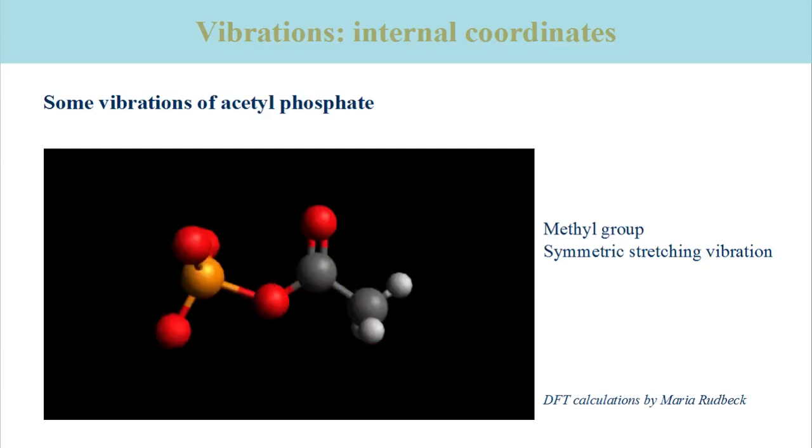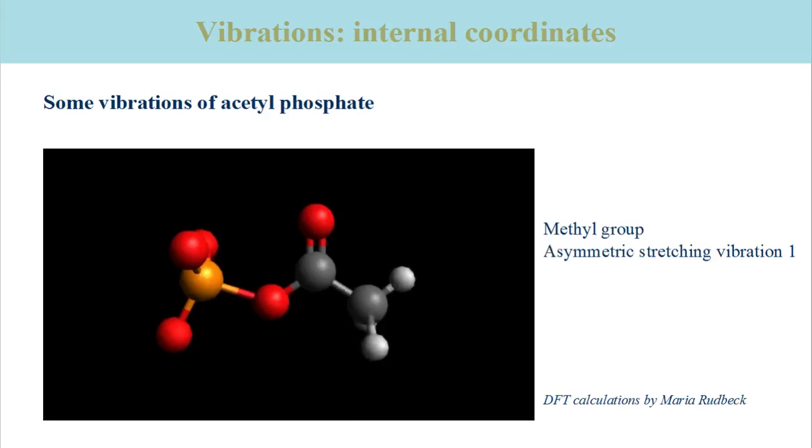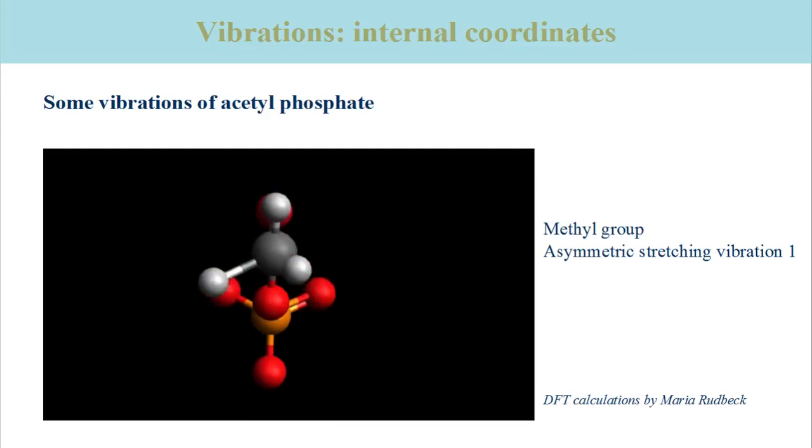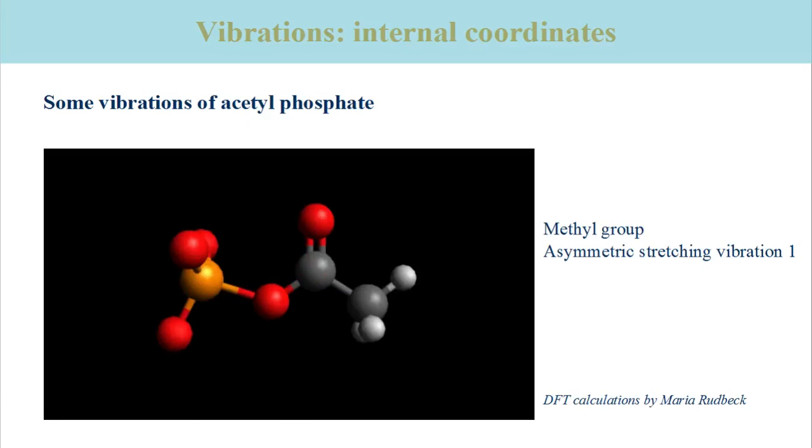As we have 3 CH bonds in the methyl group, we expect 3 stretching vibrations. The other 2 are shown in the following. This is an example for an asymmetric stretching vibration. Different bonds contract and elongate at the same time. Therefore, this vibration is called asymmetric stretching vibration. Asymmetric means simply not symmetric.